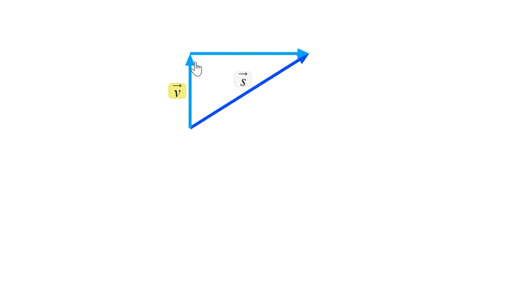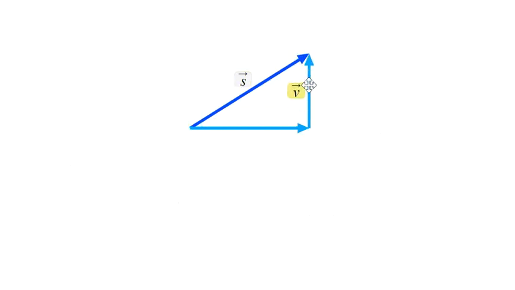Now again, this is the tip-to-tail method of drawing vectors. I would recommend drawing them this way. I always like to draw my x-axis vectors first, because it gives me an x-axis to work with for measuring my angles, but it doesn't really matter. Now, this is a great way to draw vectors.